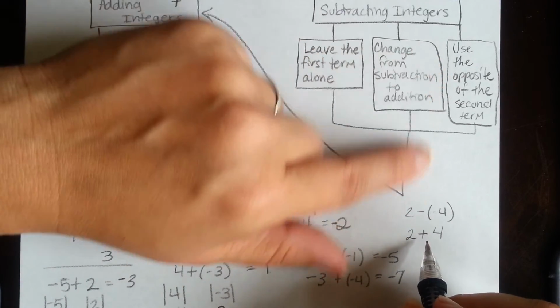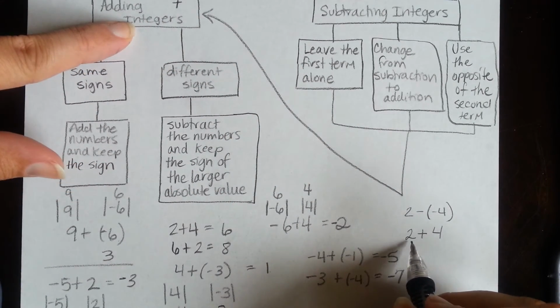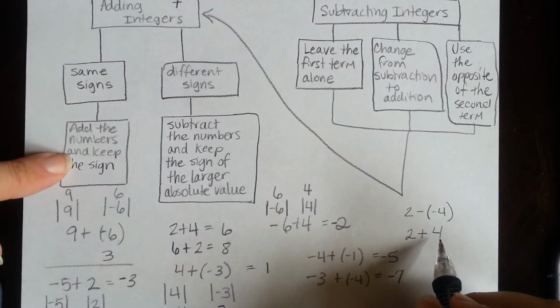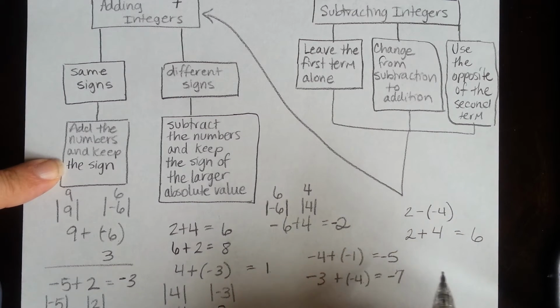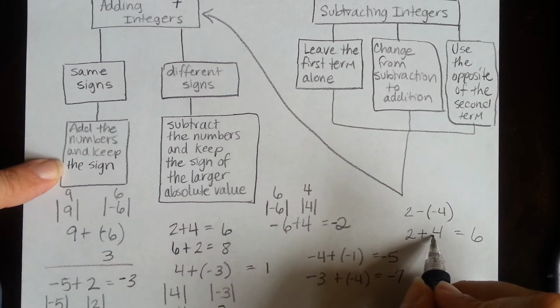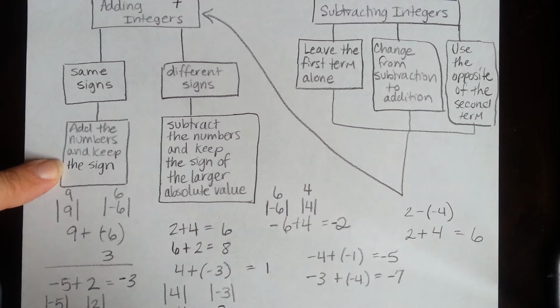Now it's an addition problem, so we're going to go over here to addition. They have the same signs, so we're going to add the numbers and keep the sign. 2 plus 4 is 6. And then keeping the sign, this is positive, so this would be positive.